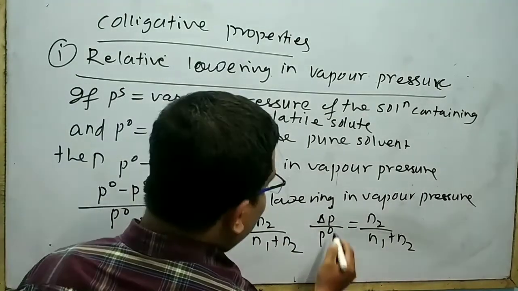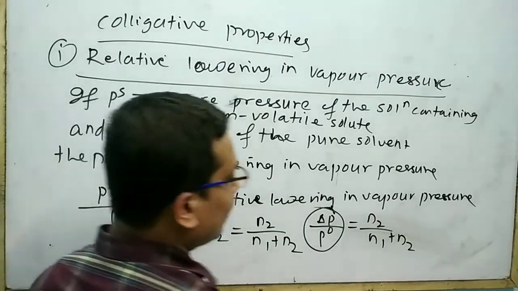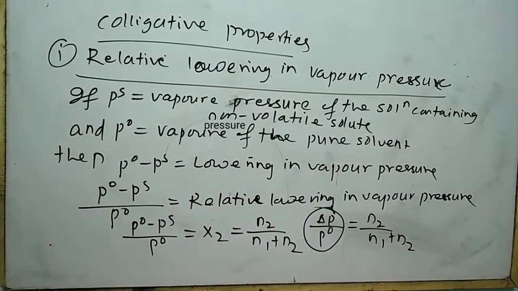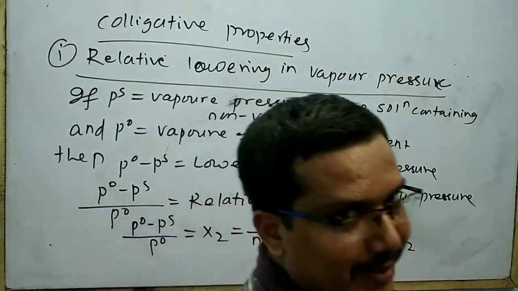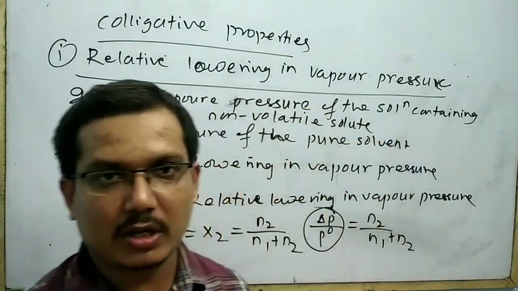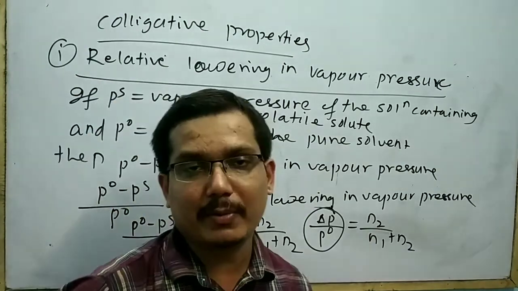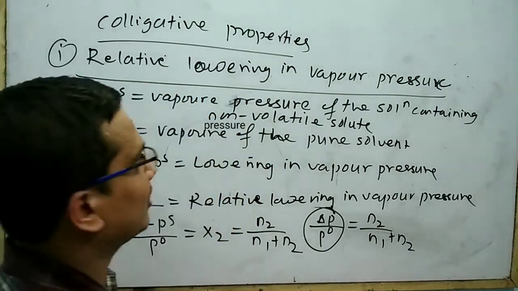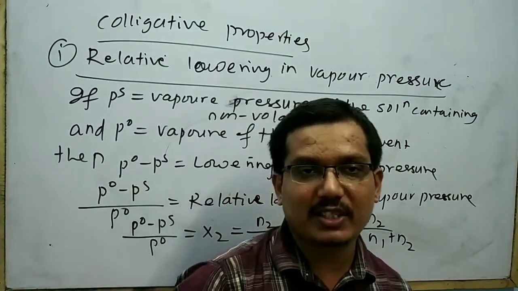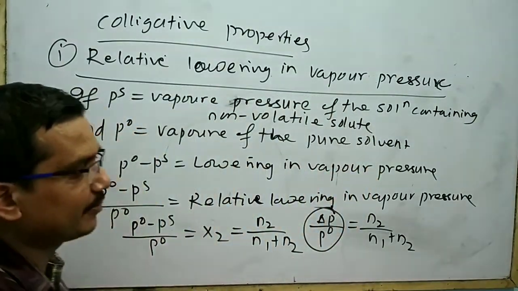Look at that. Here relative lowering in vapor pressure depends upon the number of solute particles present in a definite number of solvent particles in a solution. So relative lowering in vapor pressure is a colligative property. A question always asks, prove that relative lowering in vapor pressure is a colligative property.